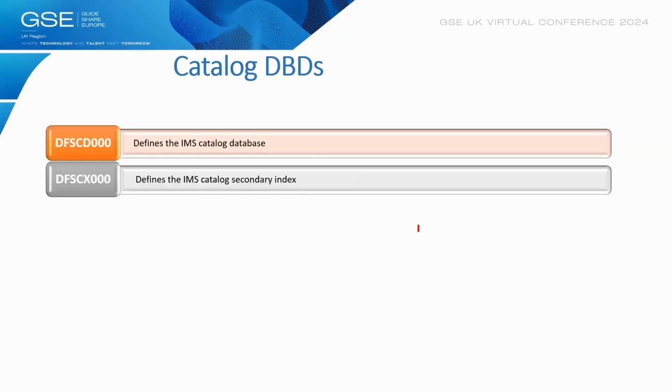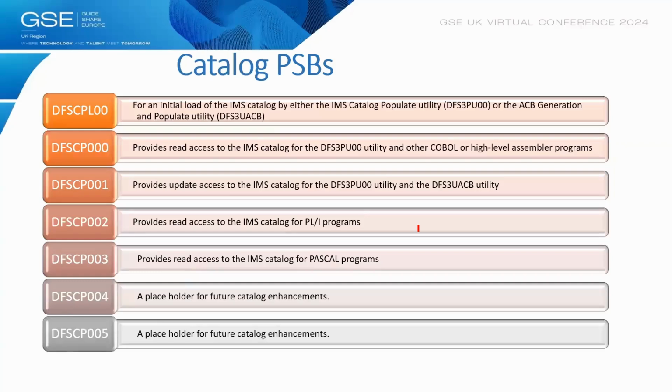Basically, these are the DBDs which define the catalog databases, and I'll not talk much about that because Aditya has already covered the structure of each of these DBDs in detail earlier. Now let's take a look at the catalog PSBs. The first one here is DFSCP100. This PSB can be used for the initial load of an IMS catalog by using the two utilities that I mentioned earlier, the IMS catalog populate utility or the ACB generation and catalog populate utility.